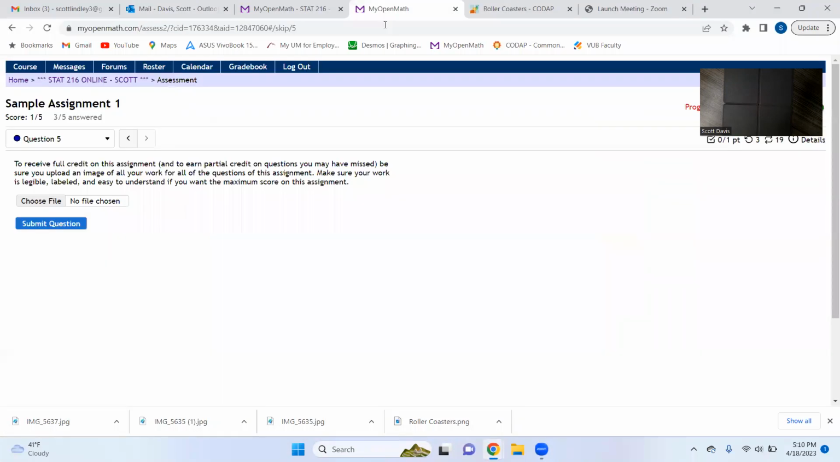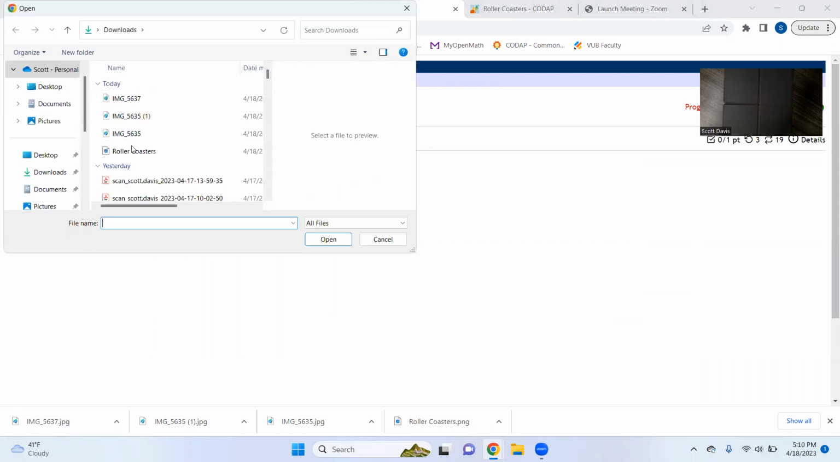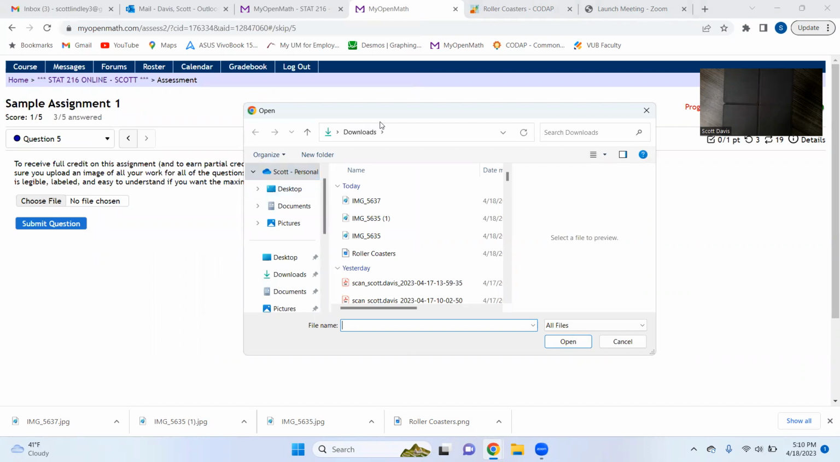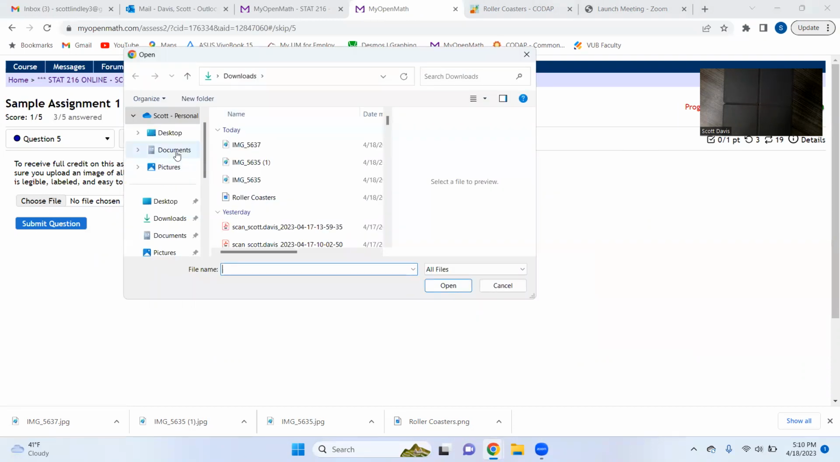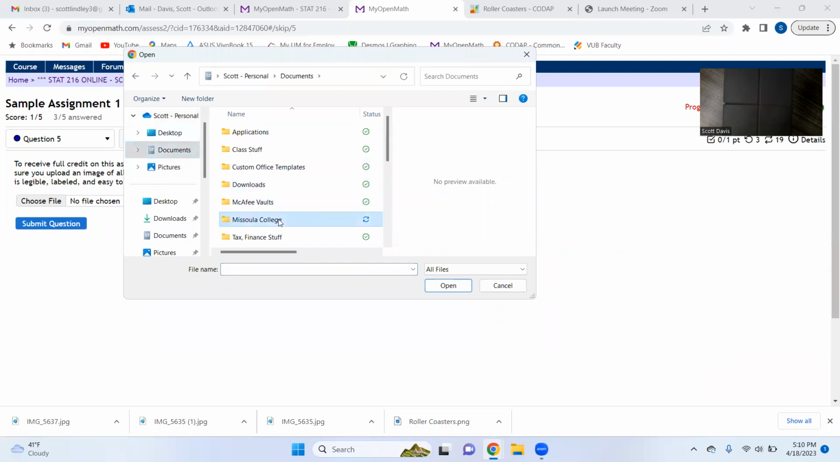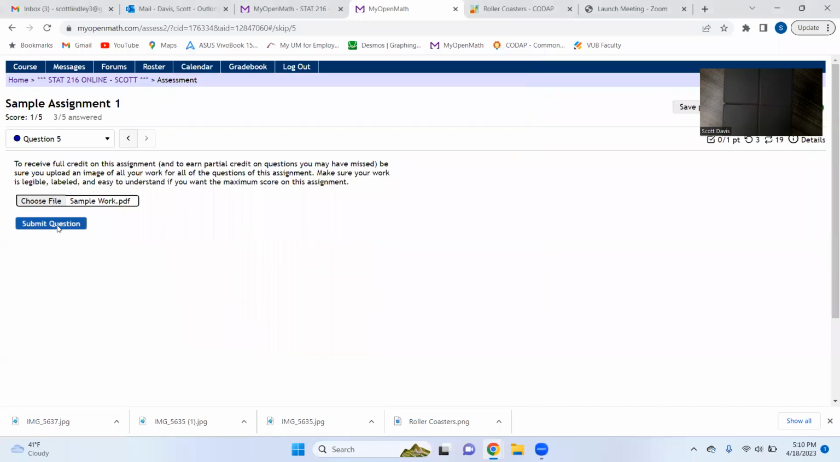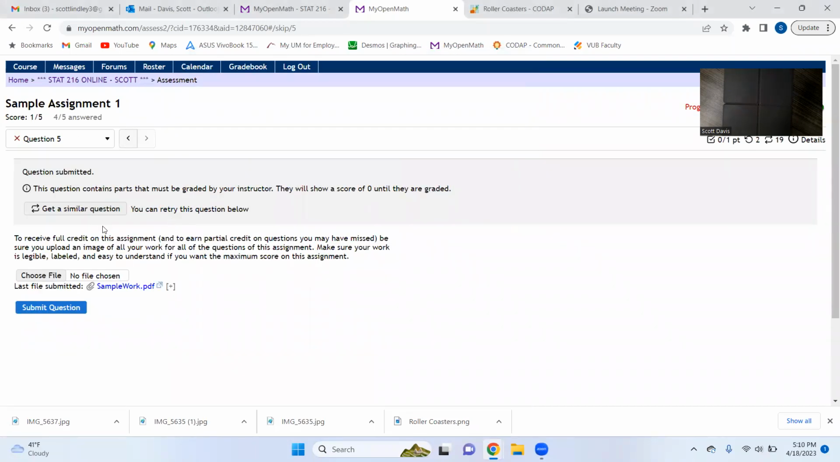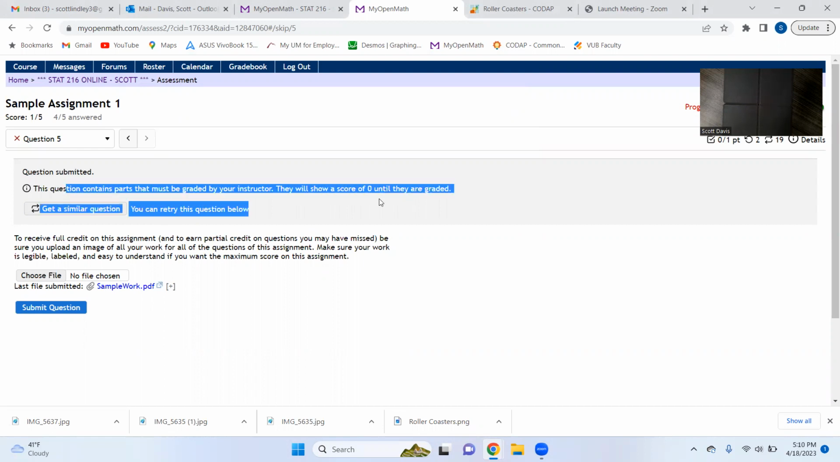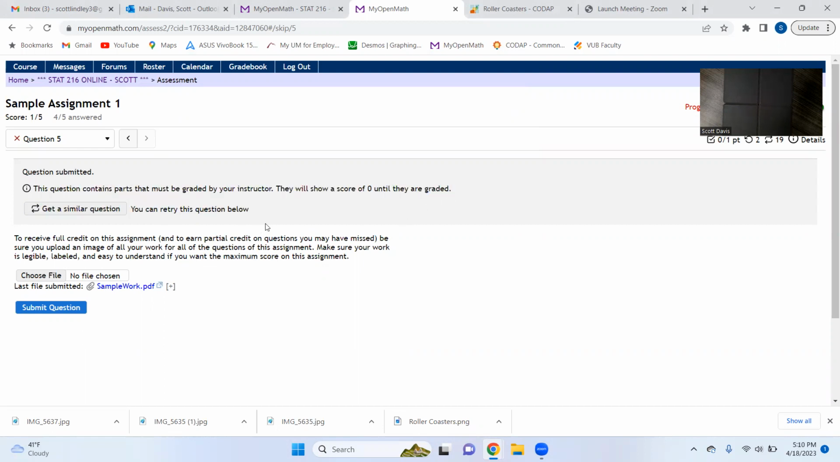So I want to upload my work now on my OpenMath. I will say choose file. You will do the same thing for your exams. You'll upload your work afterwards using one individual file. I'm going to go to my documents, Missoula College, online stats. And here is my sample work. I'll say upload, submit question. And now I'm done. It has to be graded. Until I grade it, I will provide you with feedback once I have graded it. But now that is how you can upload work.